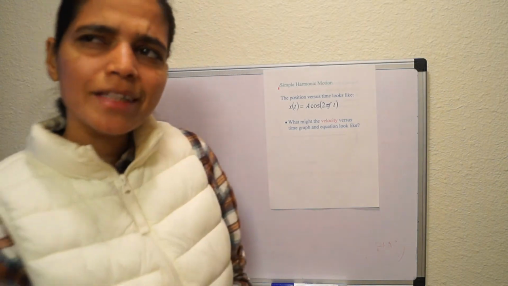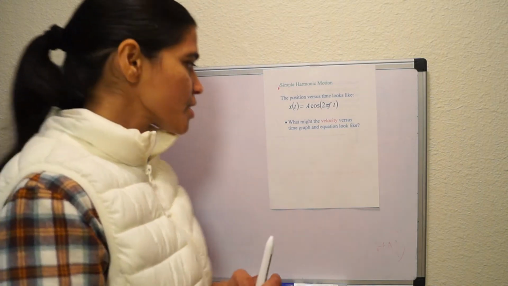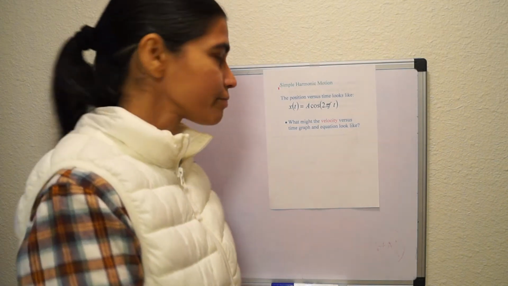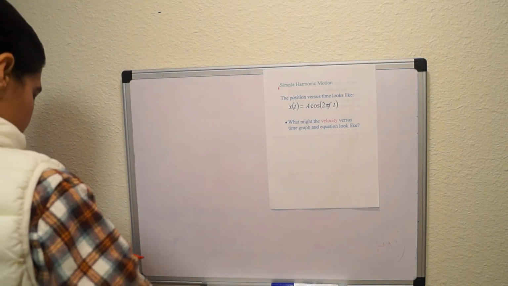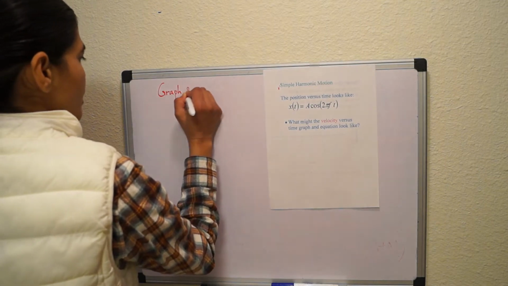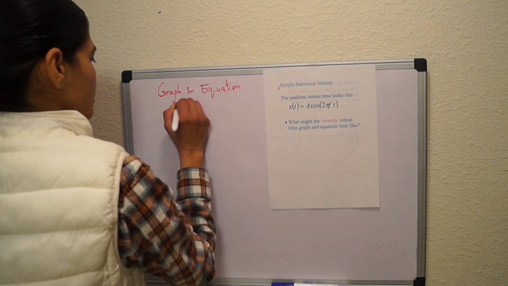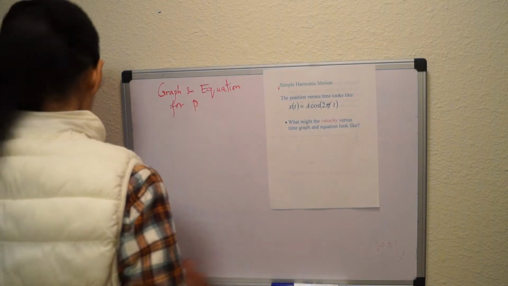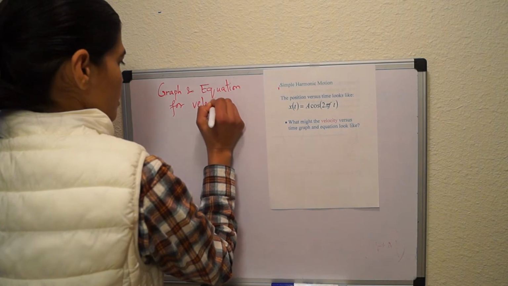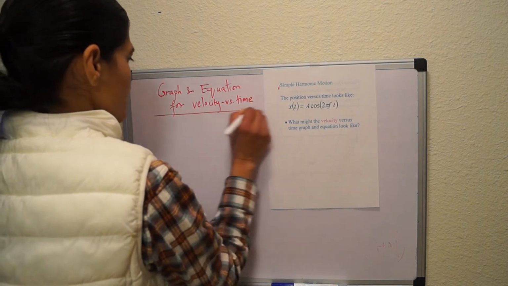Now, what might the velocity versus time graph and equation look like for simple harmonic motion? Okay.